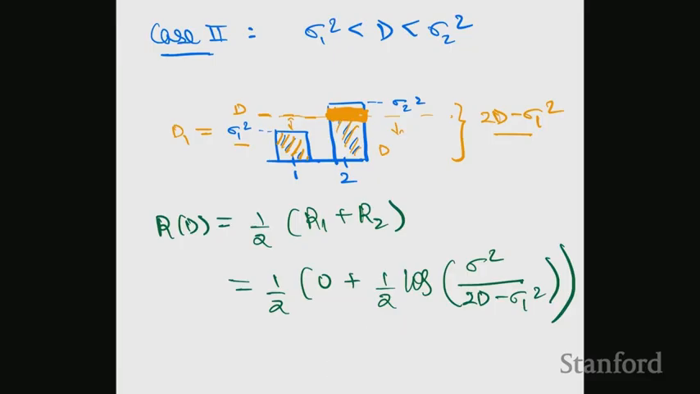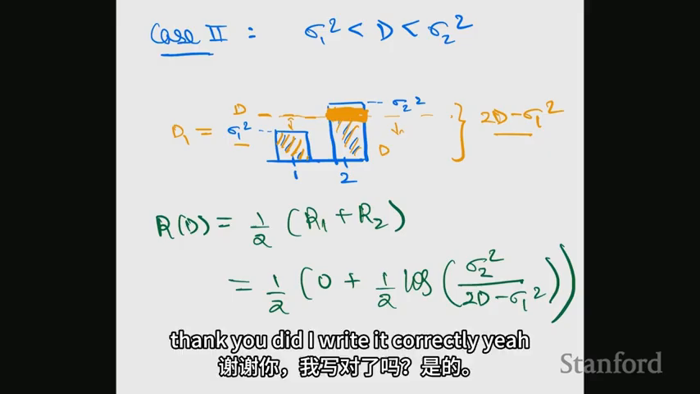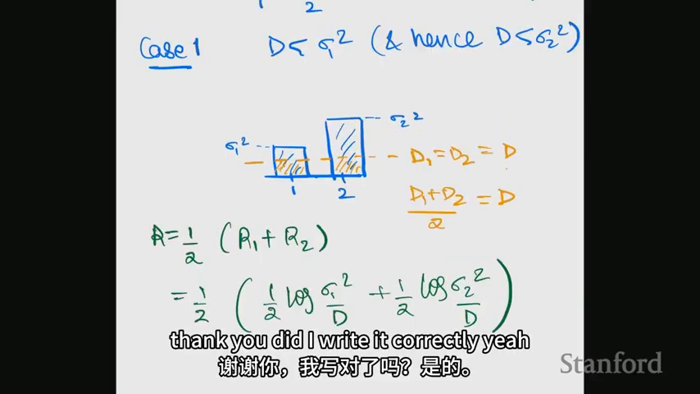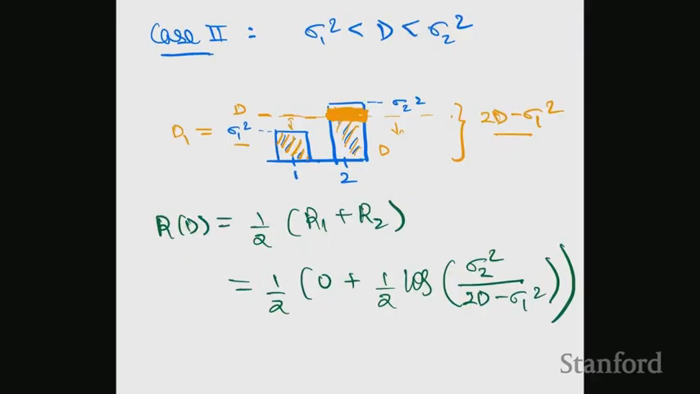It's like sigma 2 on the numerator. Is where? In the numerator. Oh yeah, it should be sigma 2. Yes, thank you. Did I write it correct here? Yeah. Okay, yeah, thank you.